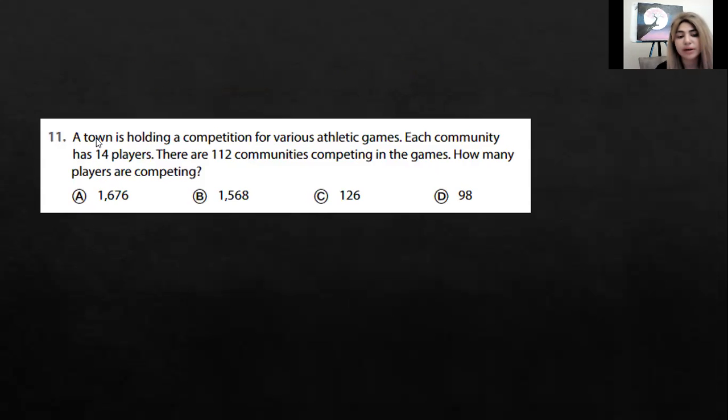Okay, so here a town, number 11. A town is holding a competition for various athletic games. Each community has 14 players. There are 112 communities competing in the games. How many players are competing? So I extract two numbers, 14 and 112. Also, he's telling me how many players. When I see how many, and he's telling me that I have 14 players in each community, and there is 112 communities. How many players are competing?